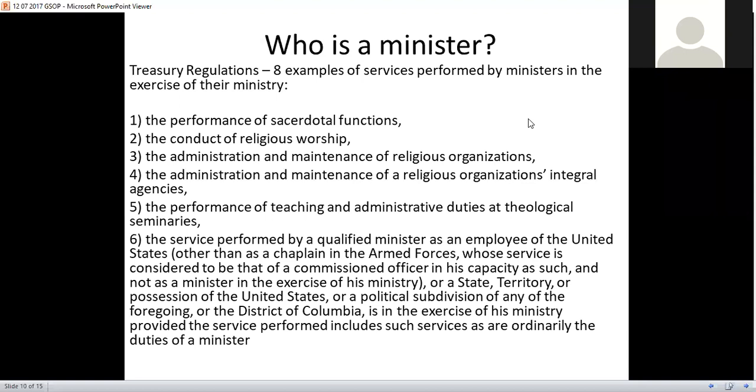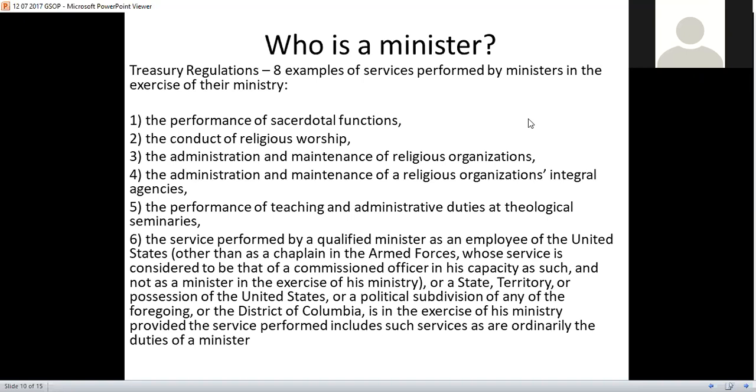The service performed by a qualified minister as an employee of the United States, other than as a chaplain in the armed forces, whose service is considered to be that of a commissioned officer in his capacity as such, and not as a minister in the exercise of a minister. So the service performed by a qualified minister as an employee of the United States or a state, a territory, or a possession of the U.S. or a political subdivision of any of the foregoing or the District of Columbia is in the exercise of his ministry, provided the service performed includes such services as are ordinarily the duties of a minister. So you can be working for a state, you can be working for a county. Now we'll have a little bit discussion later on about some of these issues where you're being hired as a chaplain that you may not be qualified as a minister.